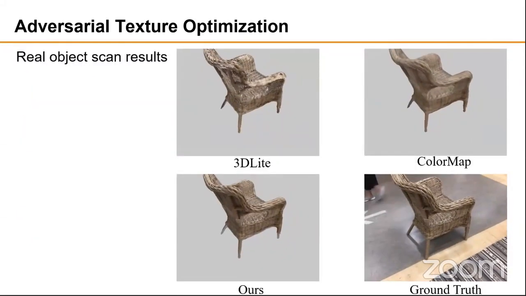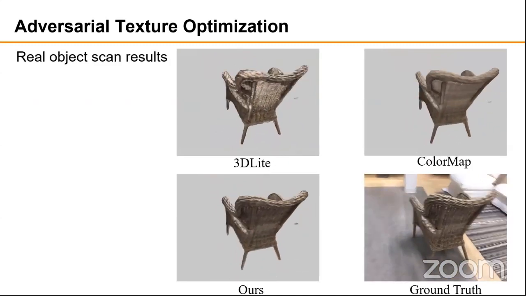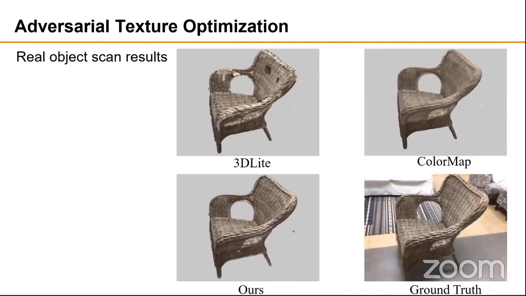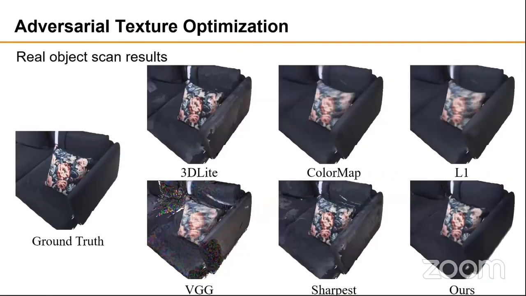This example shows a video of our method compared to previous work on a real RGBD scan of a real object. Note how the color map method has more blurring and 3D light has discontinuity artifacts. Similar differences can be seen in this example, where our results provide the best trade-off between blurring and seams.